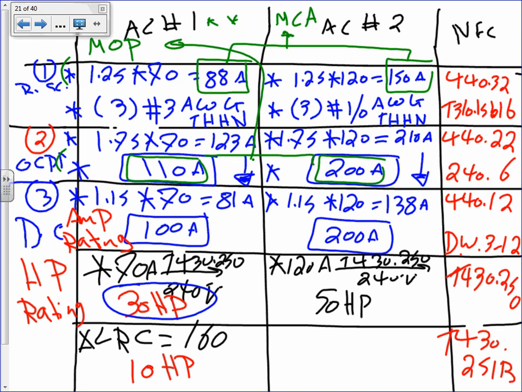Okay, let's go to the second, the locked rotor current, guys. The second calculation is locked rotor current. What was the locked rotor current of the second machine? The second machine has 451 amps locked rotor current. So let's go find the locked rotor current for 451.